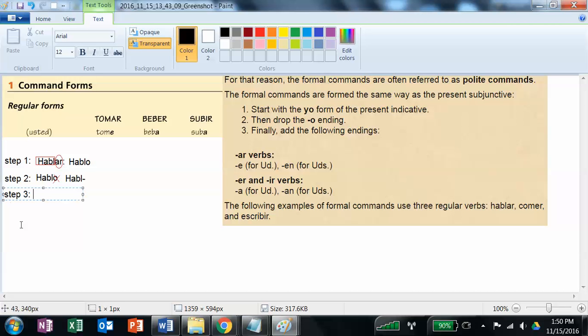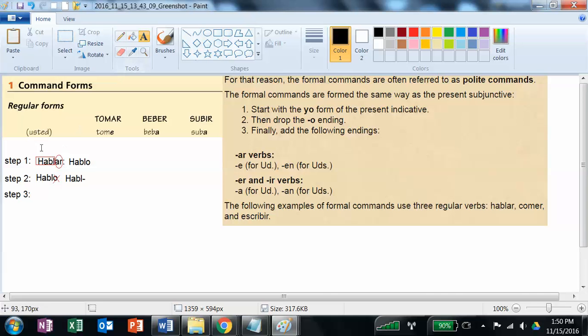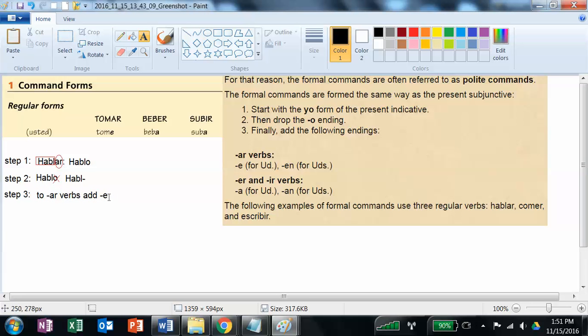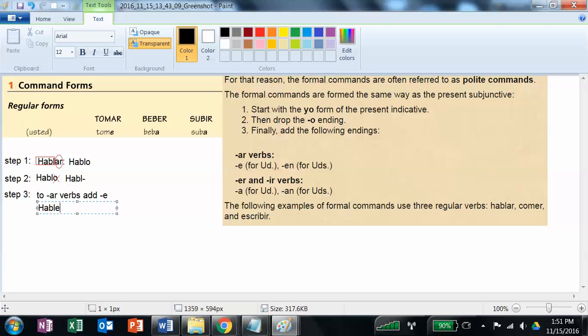is you add the opposite ending. So this is an AR verb, right? So actually I'll just write it right here. AR verbs add E. And so what you would have is hable. That's how I would, in the formal command form, tell somebody to speak.